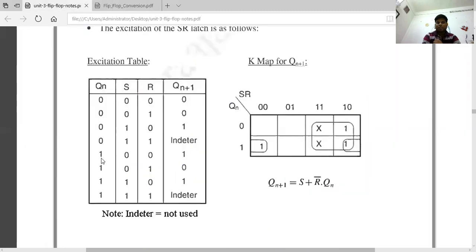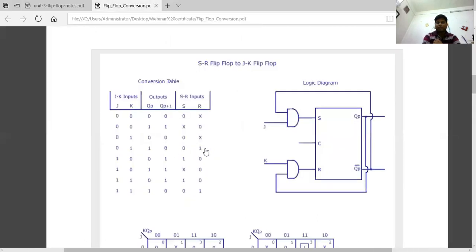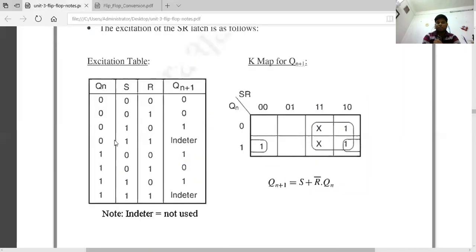Present state is 1 and next state is 0. Only 0 and 1 are there; other possibilities are not there. Where present state 1, next state 0, the condition is 0 1. So here is the mentioned condition 0 1, again 0 1. Present output 1 0, next output 1, 0 to 1.